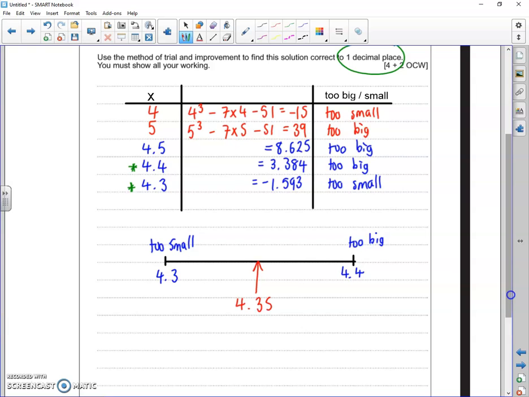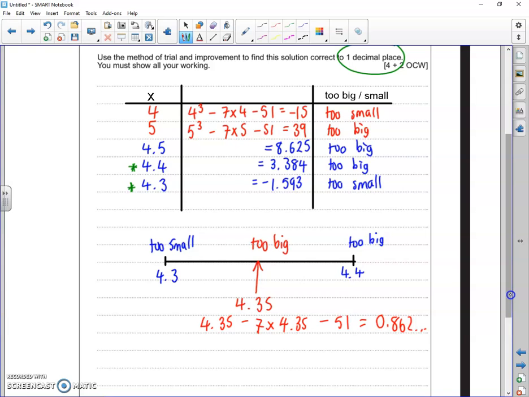Put that into the formula. So 4.35, take away 7 lots of 4.35, take away 51. That comes out as 0.862, and it goes on a bit, which is bigger than 0. So that's too big.